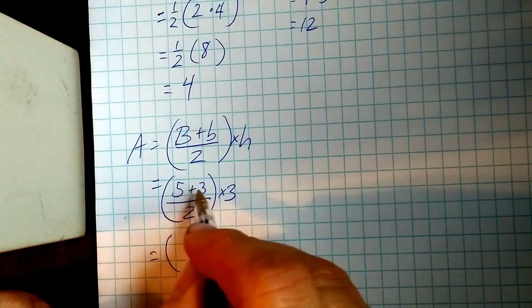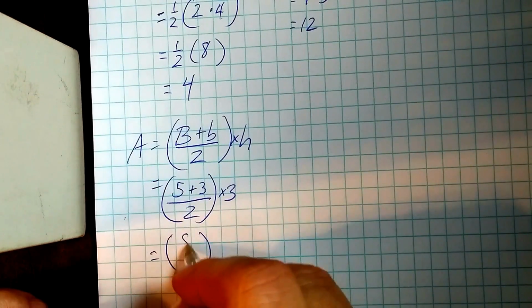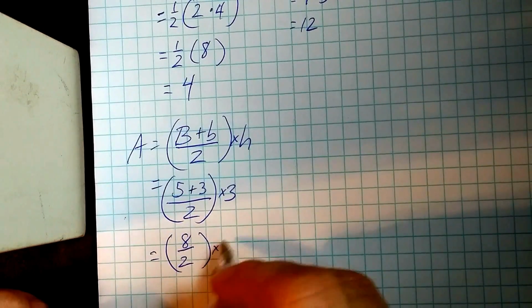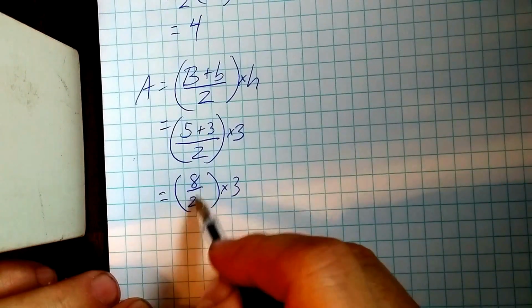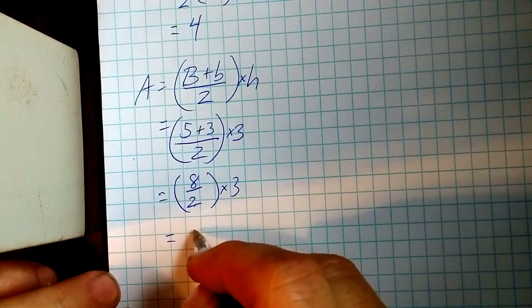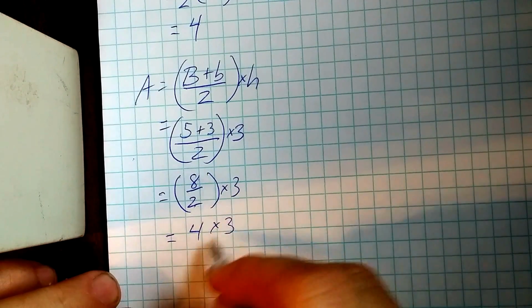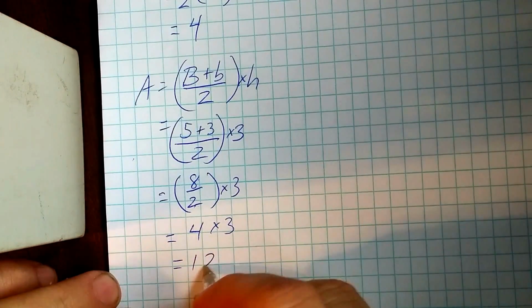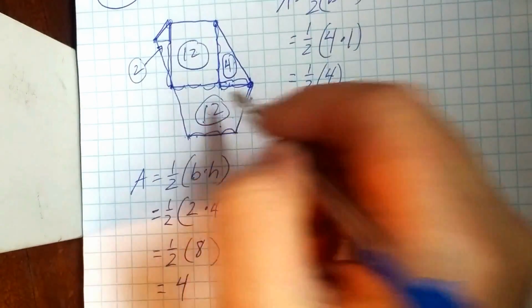So the first thing we have is 5 plus 3. We do just one thing, copy everything else down. Then inside the parentheses, just do one thing. A fraction is a division problem. 8 divided by 2 is 4. Bring the rest down. And then we have 1 left, which is going to give us 12. So 12 square inches for this one.